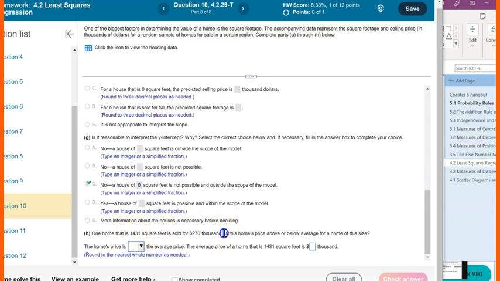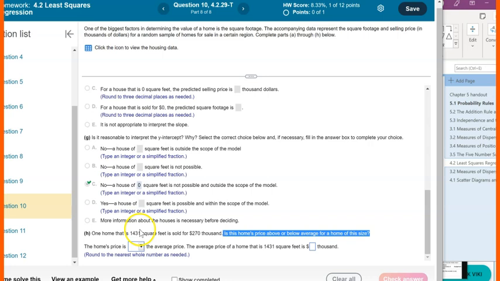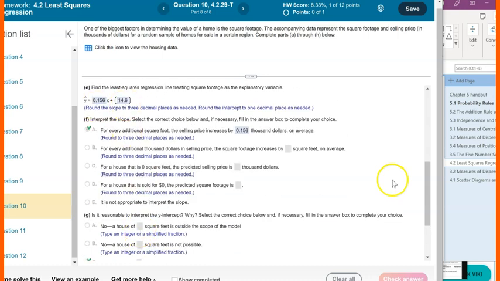Okay, is this home price above or below the average for a home of this size? To find that, let's find the predicted value for a 1431 square feet house. To do that, you have to use this equation to find the predicted value for this much square foot. Remember, this is the x value. Now I'm going to put x equals 1431 into the equation.